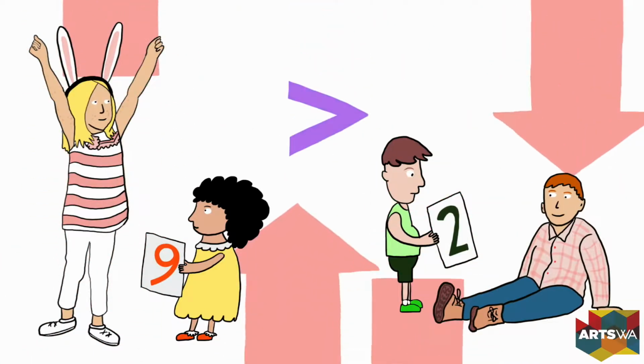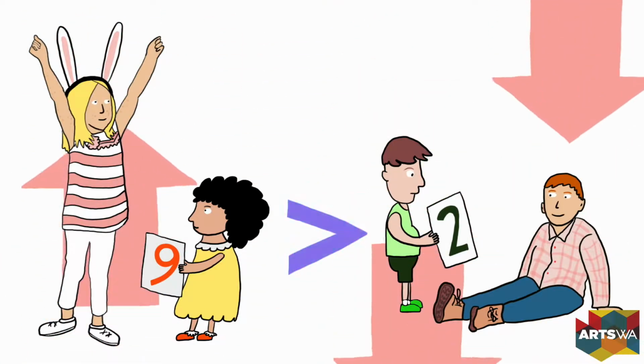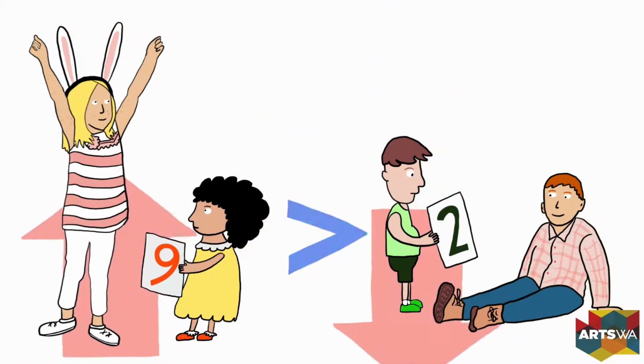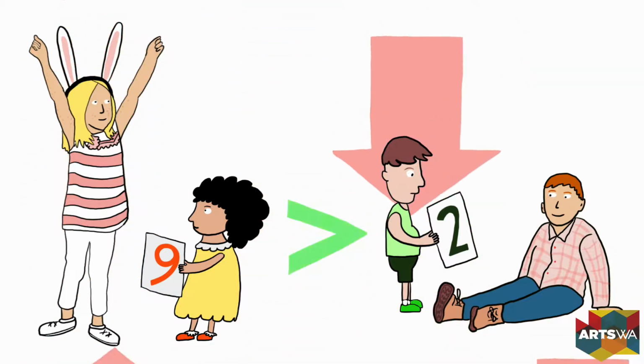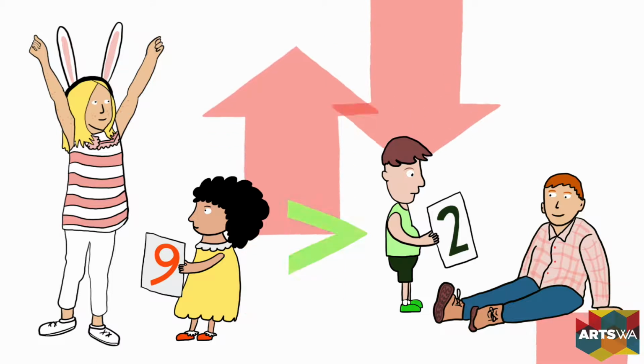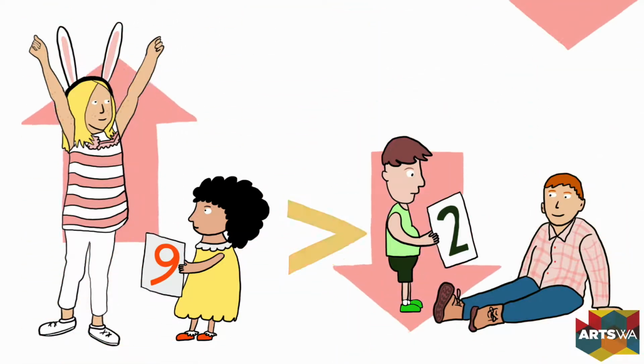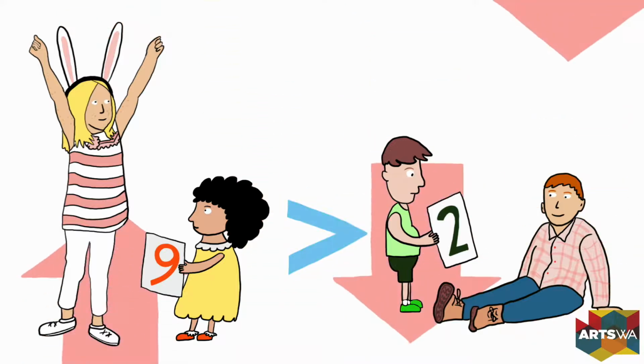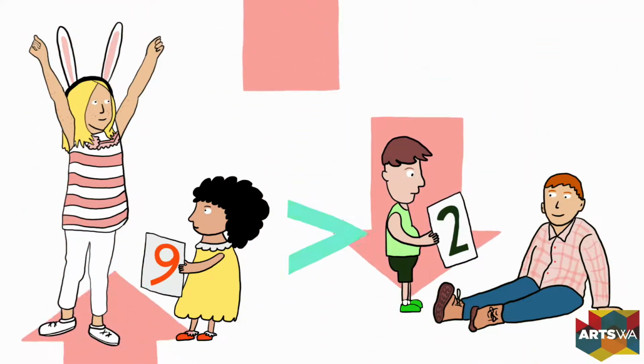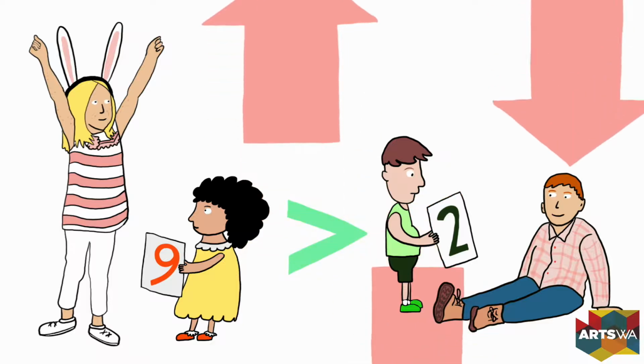By creating physical connections with math and dance, students can learn both concepts at the same time. Left, the girl with bunny ears is with a smaller girl who holds a card with a 9 on it. Right, the boy on the floor is with a smaller boy who holds a card with a 2. Fast arrows move up and down behind them.